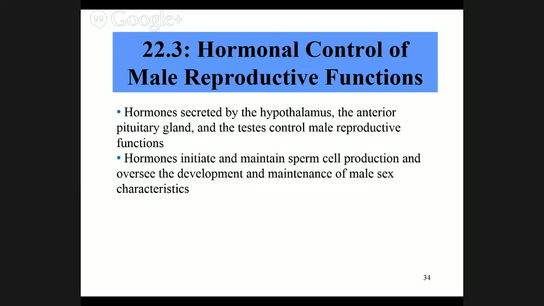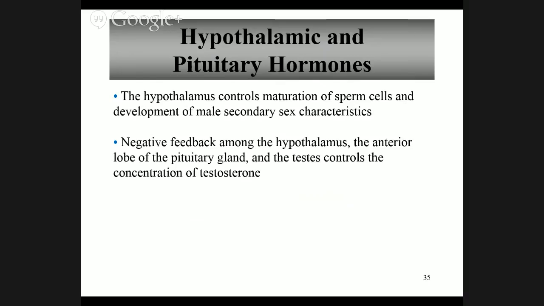Hormones secreted by the hypothalamus, anterior pituitary gland, and testes control male reproductive functions. The hormones initiate and maintain sperm cell production and oversee development and maintenance of male sex characteristics. The hypothalamus controls maturation of sperm cells, development of male secondary sex characteristics like armpit hair. Negative feedback among hypothalamus, the anterior lobe of the pituitary gland, and the testes controls the concentration of testosterone.